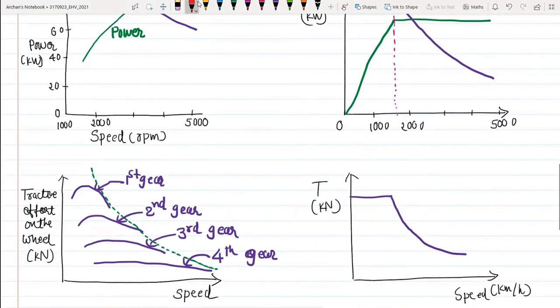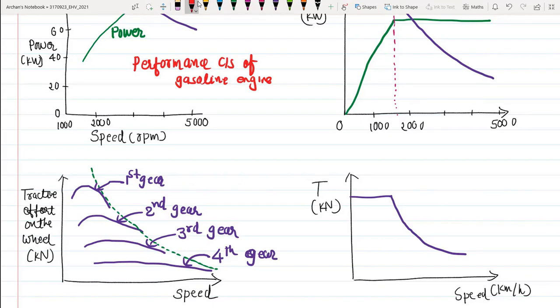So this is our performance characteristic of gasoline engine, and this is my performance characteristics of electrical motor which are used for traction.